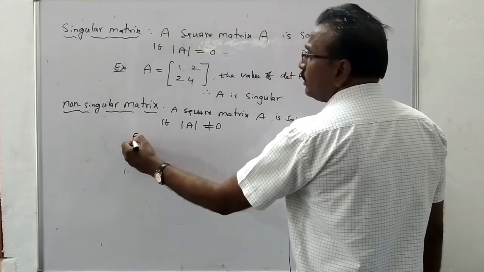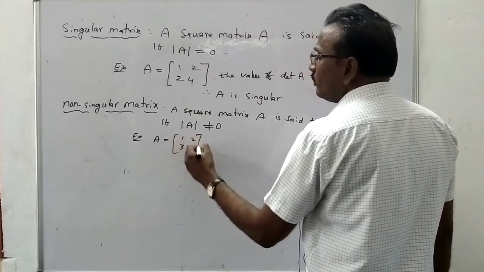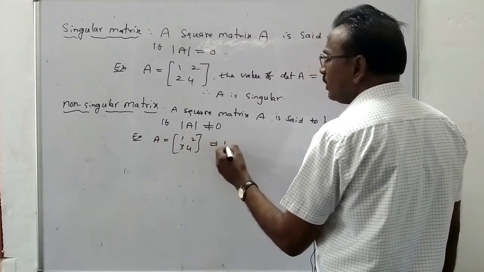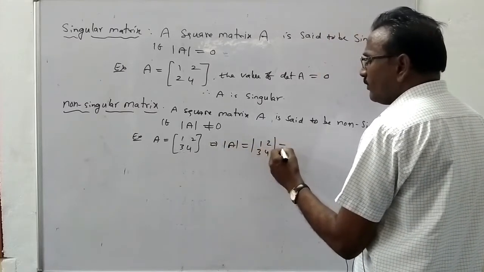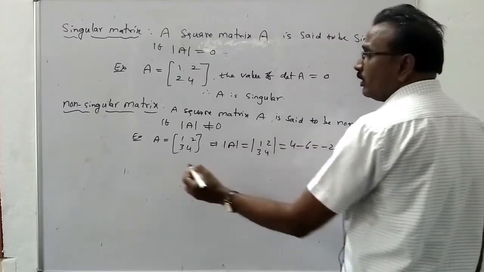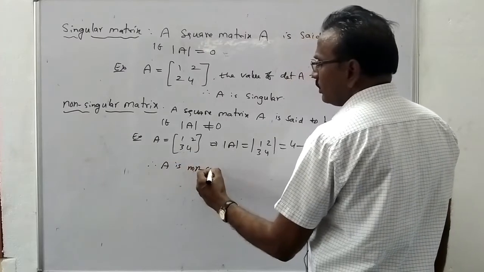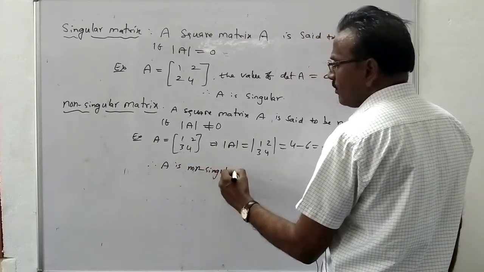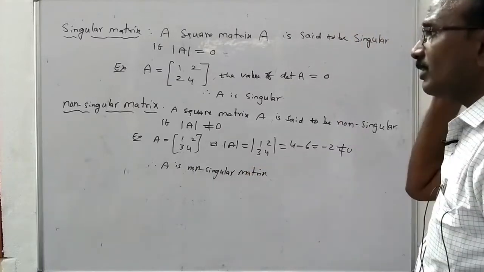So for example, A is equal to 1 2 3 4. Here what is the determinant? So determinant of A is equal to determinant of 1, 2, 3, 4. So the value is 4 minus 6 is equal to minus 2, which is not equal to 0. Therefore A is a non-singular matrix. So this is the definition of singular matrix or non-singular matrix.